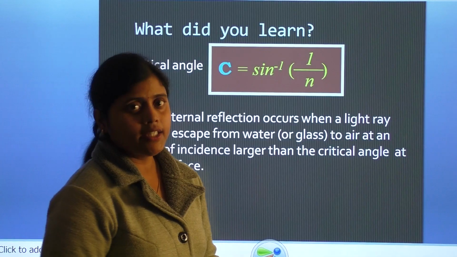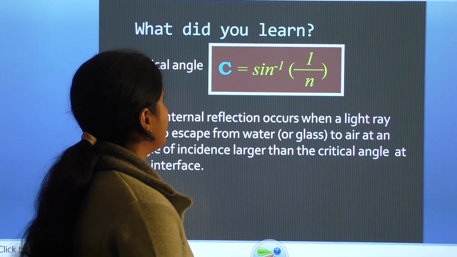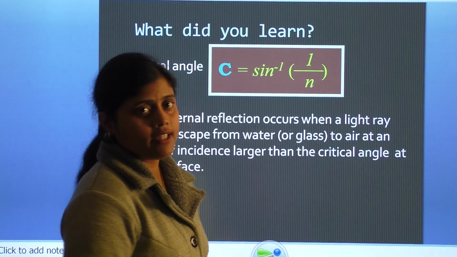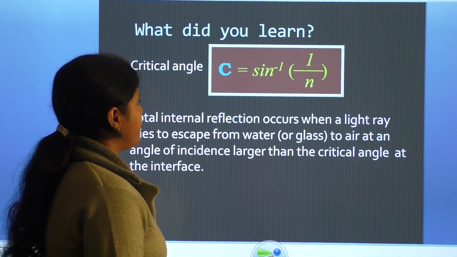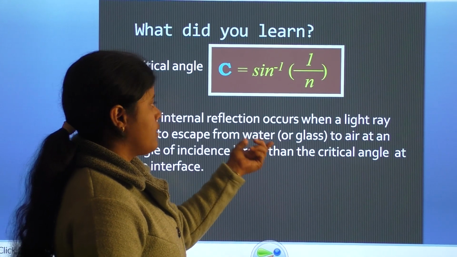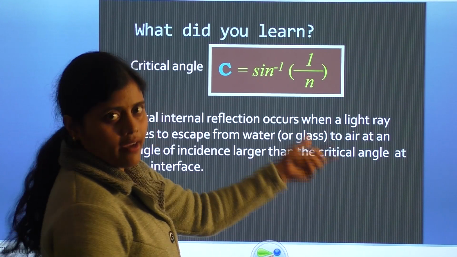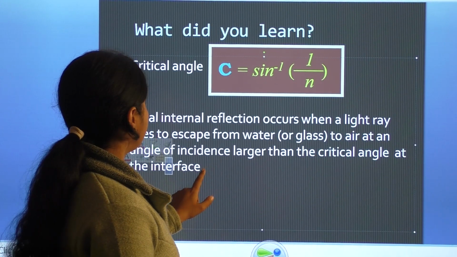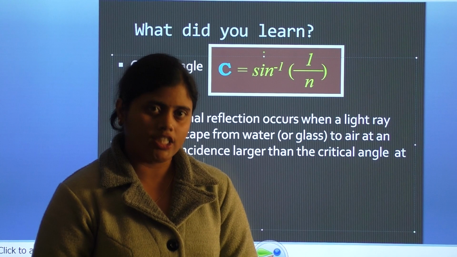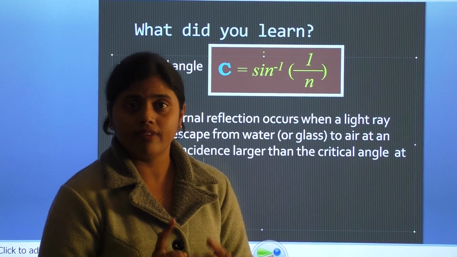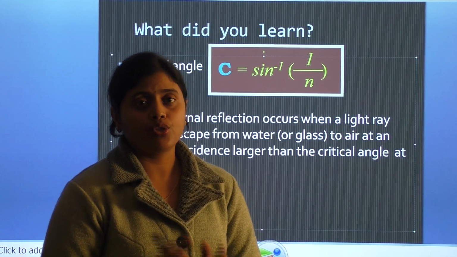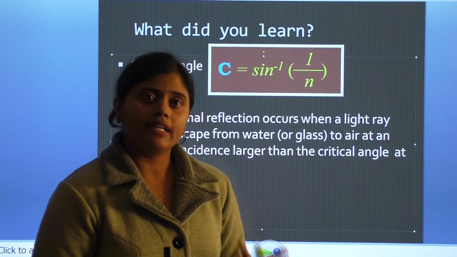Okay. And here we learn that the critical angle C, according to Snell's law, comes out to be sine inverse of 1 by n, where n is the refractive index of the medium, and total internal reflection occurs when a ray of light tries to escape from a denser medium like water or glass to a rarer medium like air at an angle of incidence larger than the critical angle at the interface. So there are only two conditions the light needs to satisfy for total internal reflection to occur. The first is that it should travel from denser to rarer medium, and the second is that the angle of incidence should be greater than the critical angle.